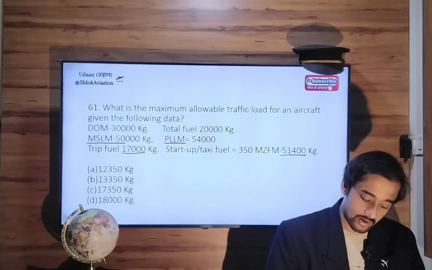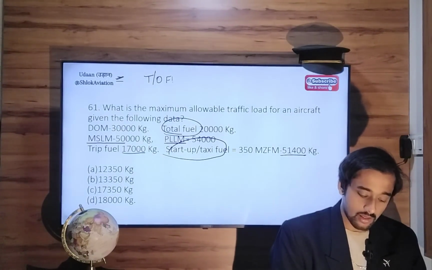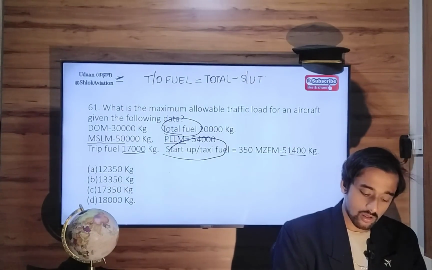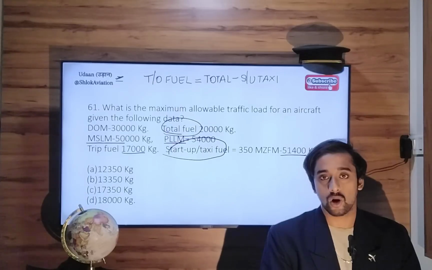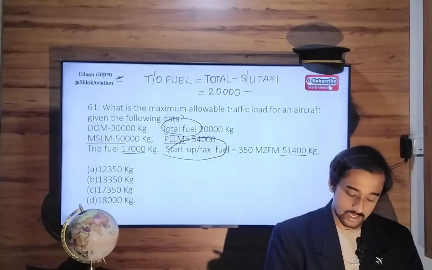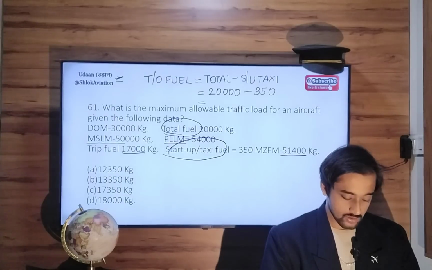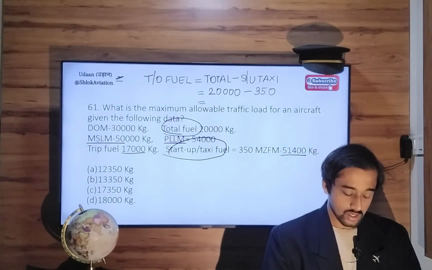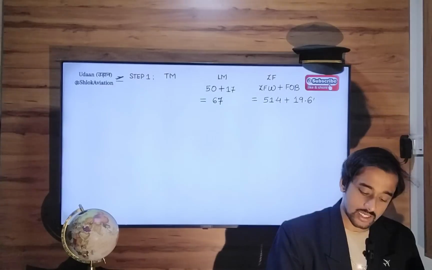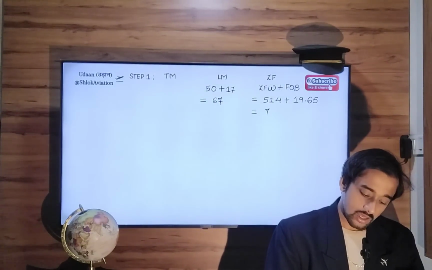not given to you directly, but they have given total fuel and startup and taxi fuel. So you can find out takeoff fuel by subtracting startup and taxi fuel from total fuel. So that will be equal to 20,000 minus 350, which is equal to 19,650. Okay, so I'm going to add 19.65 here. So 51.4 plus 19.65 is 71.05.